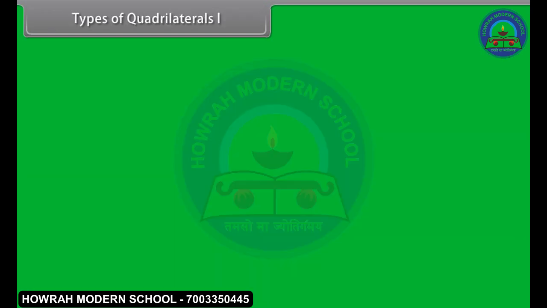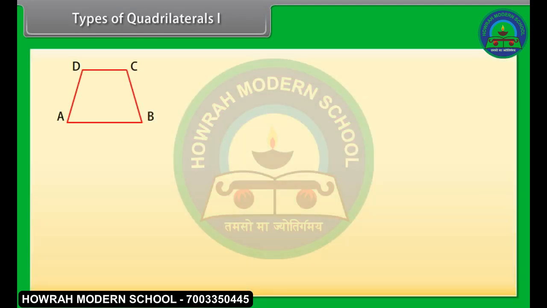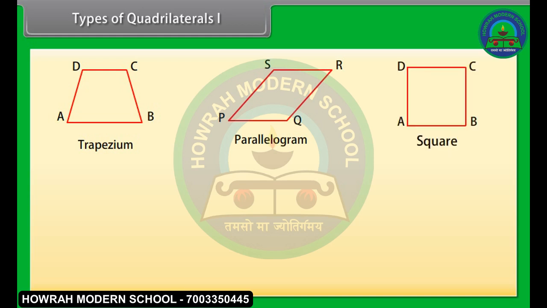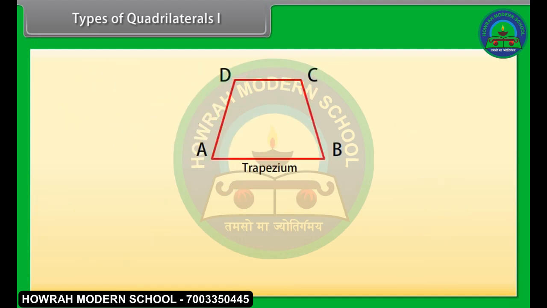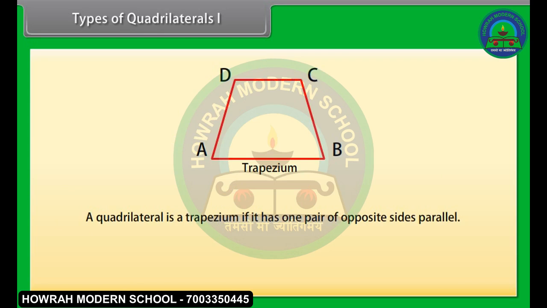Types of quadrilaterals. 1. There are different types of quadrilaterals like trapezium, parallelogram, square, rectangle, rhombus, and kite. Look at these figures. We will go through them one by one. First one is trapezium. A quadrilateral is a trapezium if it has one pair of opposite sides parallel. Here opposite sides AB and CD are parallel, so ABCD is a trapezium.